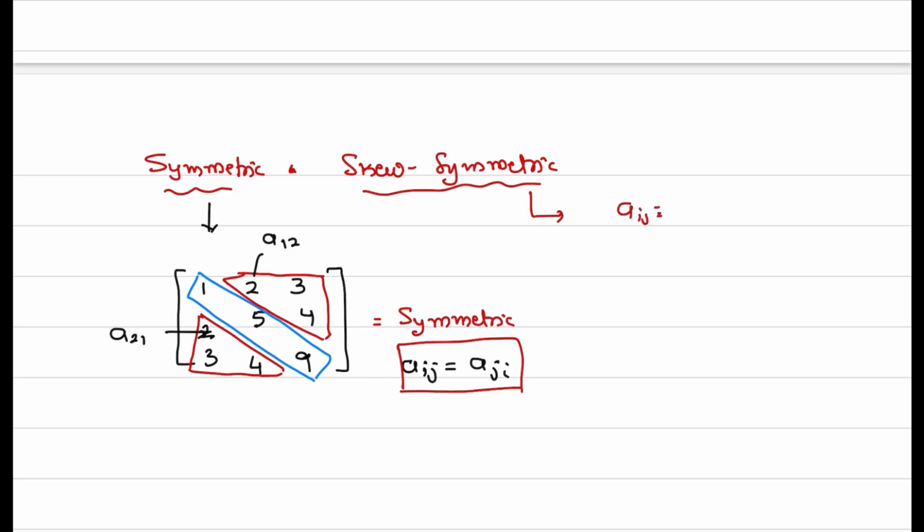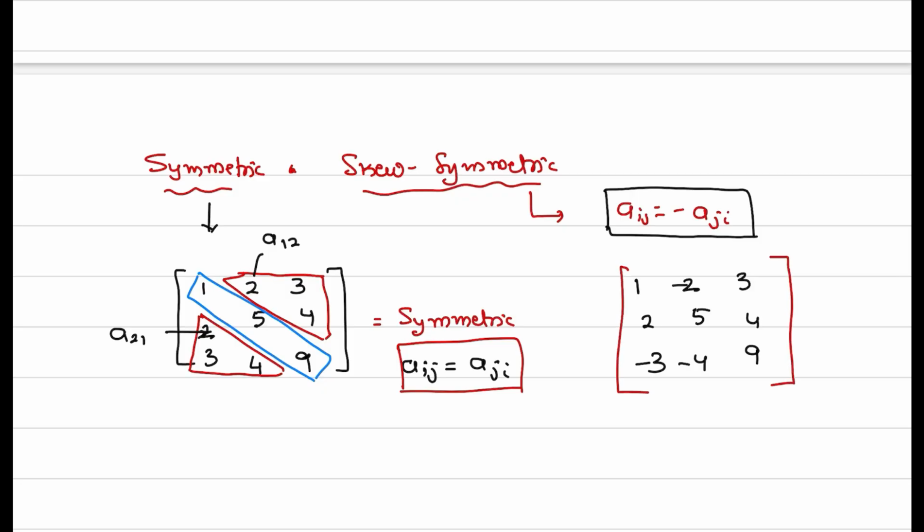As far as skew symmetric is concerned, the definition can be Aij is equal to minus Aji. That means the upper and lower triangle elements will be similar but opposite signs. Same numbers but opposite signs. Same we will write 1, 2, 3, 4, 2, 5, 9, 3, 4. But this is negative. If it is negative, this is positive. If it is positive, this is negative.